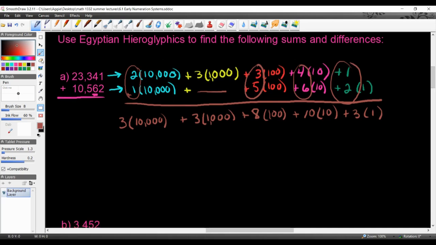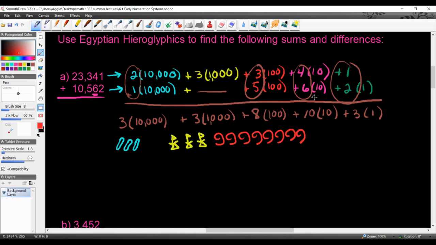So we're going to draw that now. The 10,000, those are pointing fingers. So I'm going to have 3 of those. Looks kind of like that. So we have 3 of these. Then we have 3,000s, and that's the lotus flower. I have the little lotus flower, I have 3 of these. Hopefully yours are better than mine. 800s. Oh, that's the nice and easy one. That's just the scroll. So we have 8 of those. So 1, 2, 3, 4, 5, 6, 7, 8.